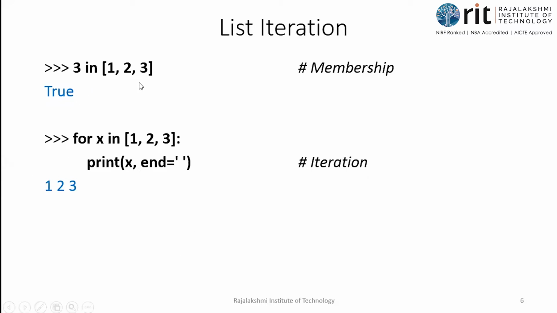3 in [1, 2, 3]. I'm checking whether 3 is a member of this particular list that comes on the right hand side. Yes, of course it is a member. Look at the list, I have 1, 2, and 3. 3 is there, so 3 in [1, 2, 3] is True. If I say 3 not in [1, 2, 3], then what should be the answer? False, because 3 is there. If I say 4 in [1, 2, 3], False. 4 is not there, isn't it?